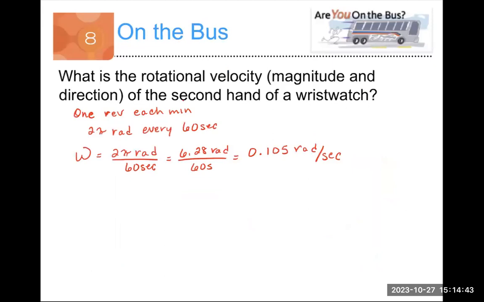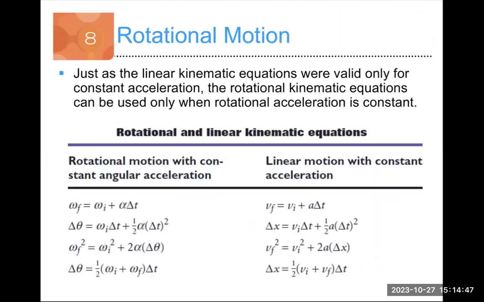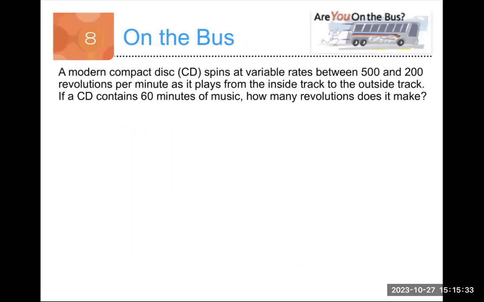Now, I'm sure y'all remember our kinematic equations that we used for constant acceleration. Well, we have kinematic equations for rotational acceleration, okay? This table shows the comparison between the rotational and the linear. You can see they're basically the same, except we use different symbols. So we're going to do some problems where we use those kinematic equations for our rotational constant acceleration problems.